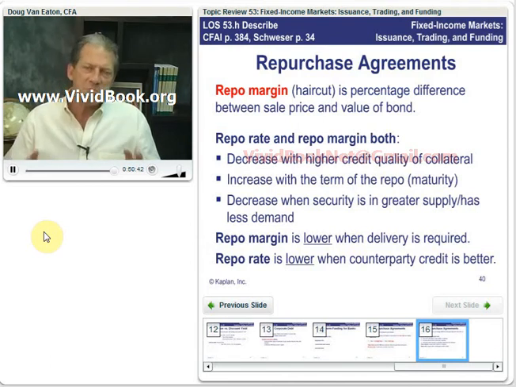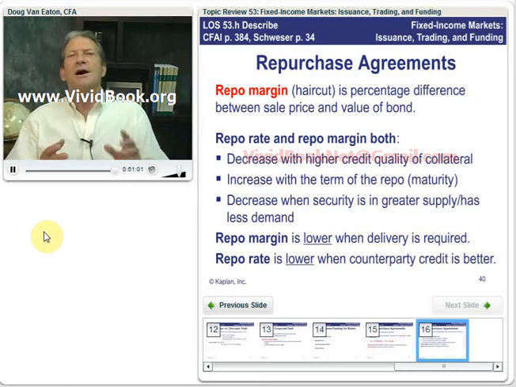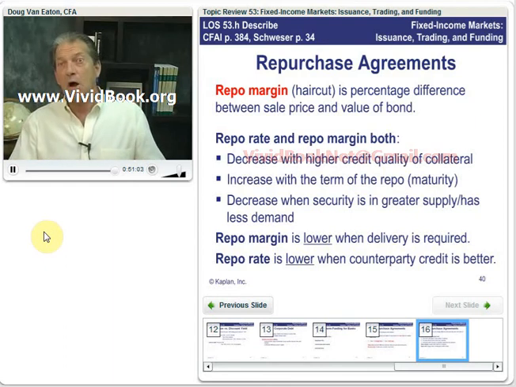It puts you in better shape if there's a financial disturbance, distress, or crisis of some sort with your counterparty. The repo rate is lower when the counterparty credit is better. Not the bond credit, but the credit of the borrower who's delivering the security. When their credit's better, the repo rate is lower. And that wraps it up.